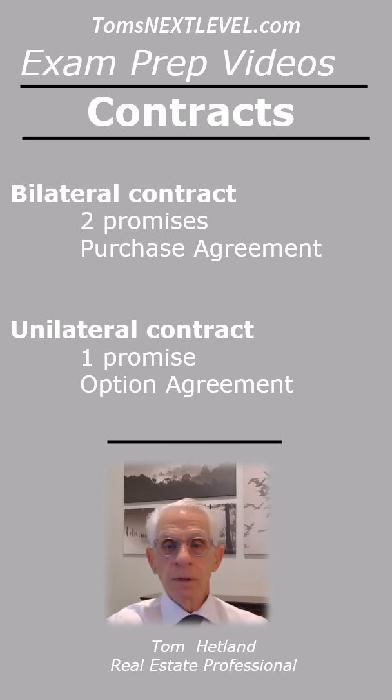So if I come in to you within the next year and say, I've decided I want to buy your property, you have to sell it to me. Yes, you've promised to sell it to me. But I did not promise to buy it. I bought the option. So an option agreement will be the most common example for a unilateral contract.